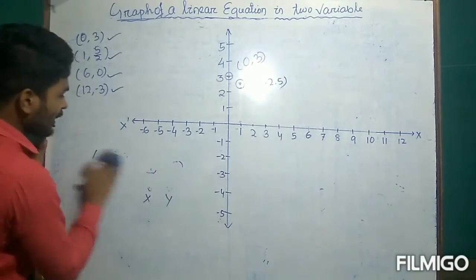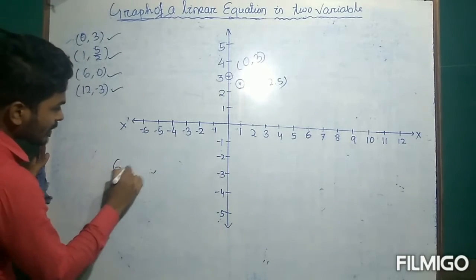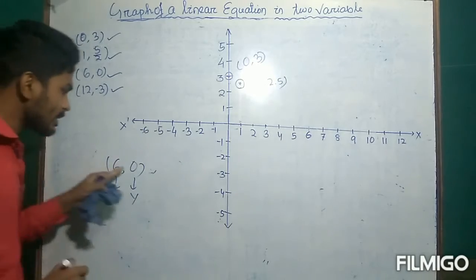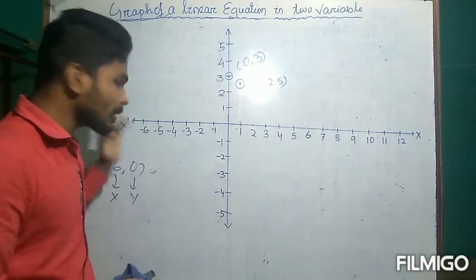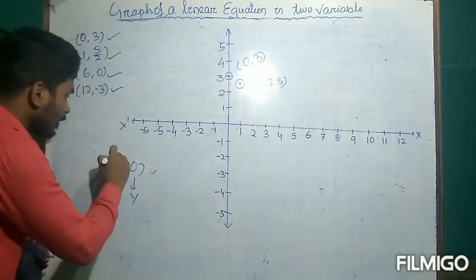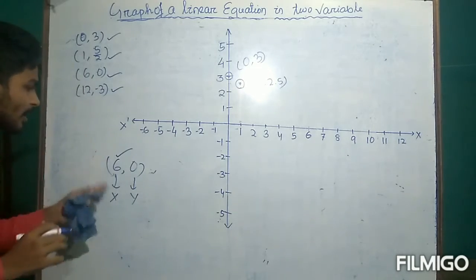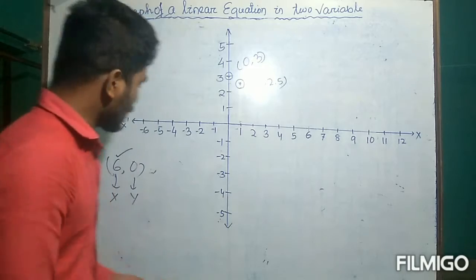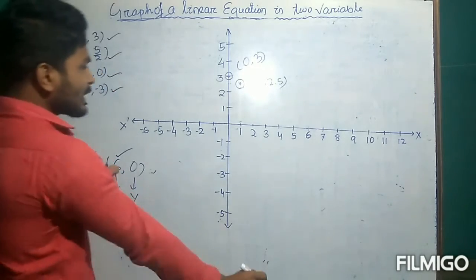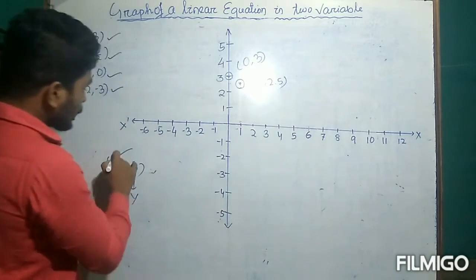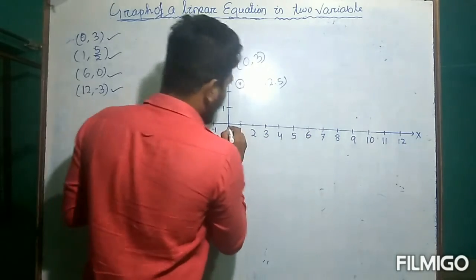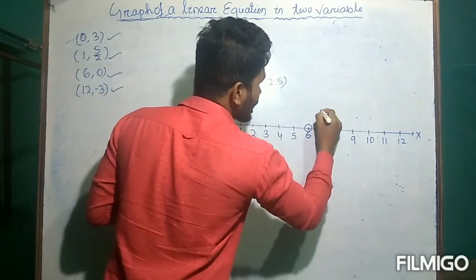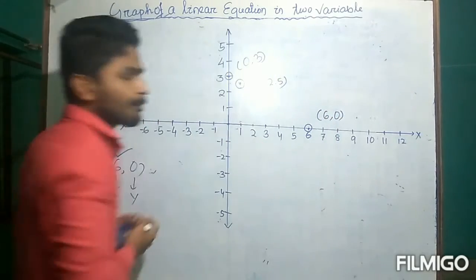Clear? Next point is 6, 0. Here x coordinate is 6 and y coordinate is 0. Since the y coordinate is 0, this point should lie on the x-axis. And since the x coordinate has a positive sign, this point will lie towards the positive direction of the x-axis. So in the x-axis you have to move up to 6 units from the origin. Here you are. This point represents 6 and 0.